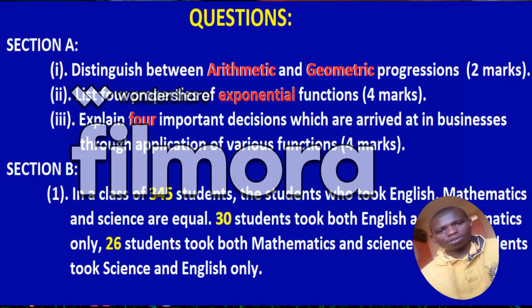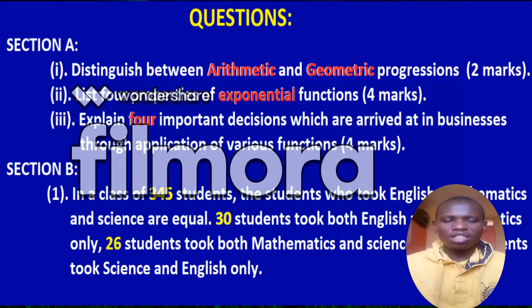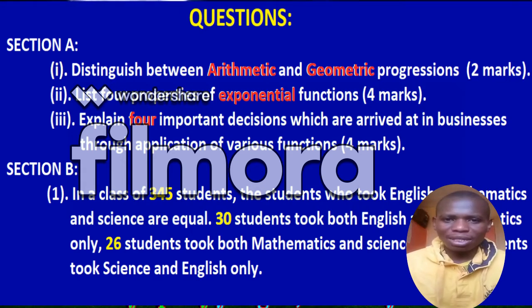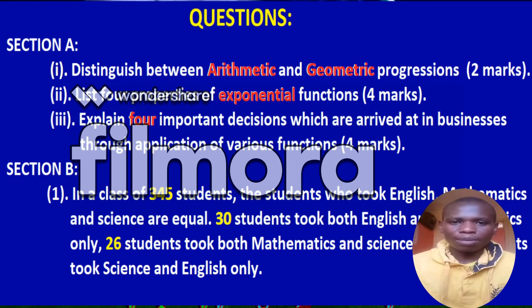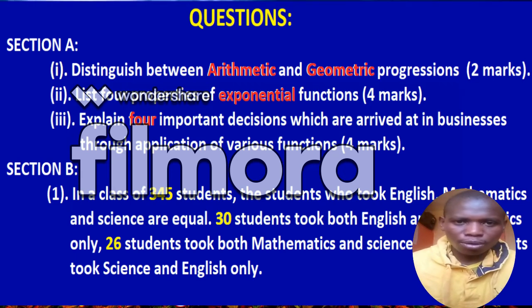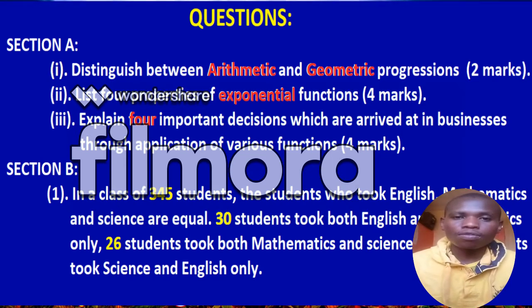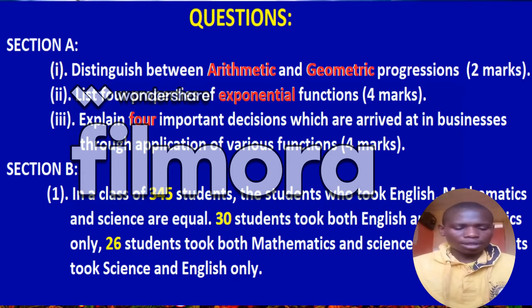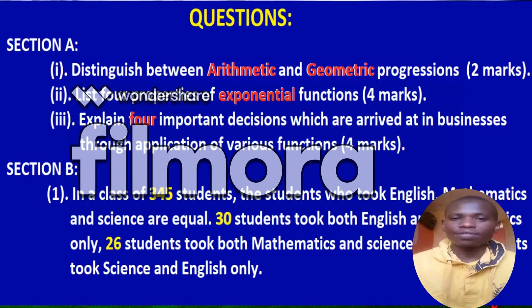Now this question paper has got two sections, section A and section B. From section A, there are three questions, and the first question, that is Roman 1, goes: distinguish between arithmetic and geometric progression. Remember Roman 1 has got 2 marks. Roman 2 goes, list 4 properties of an exponential function. That is 4 marks.